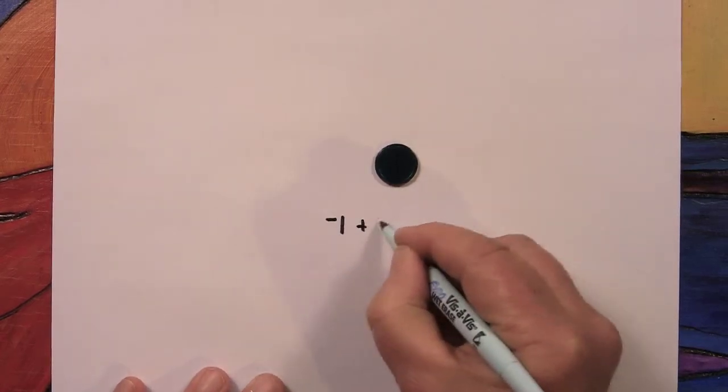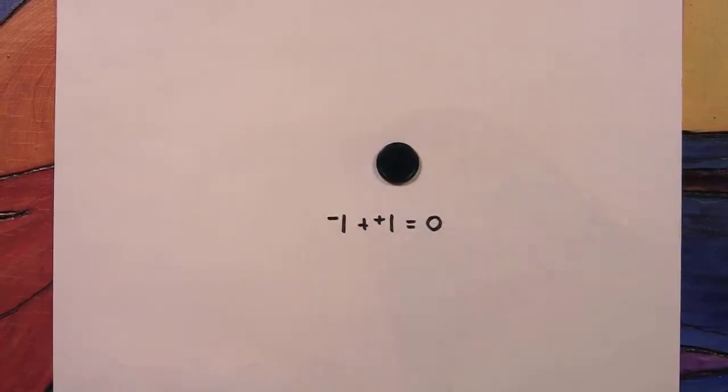So if we were to put this into symbols, we would say negative 1 plus positive 1 equals 0. When they come together and are combined, they make a 0. We're going to use this fact a lot as we go forward. Let's look at another example.